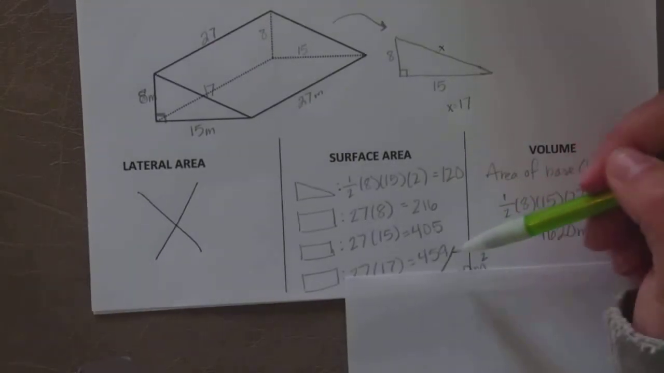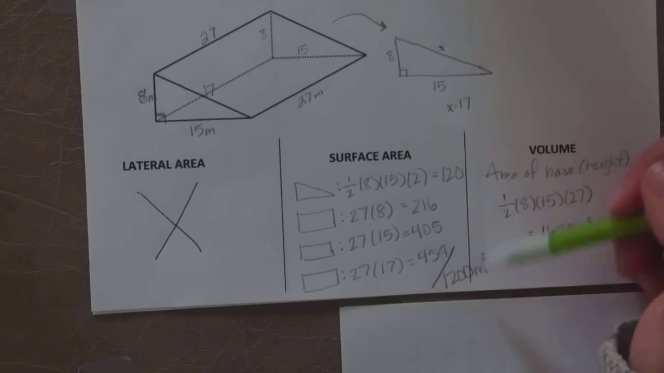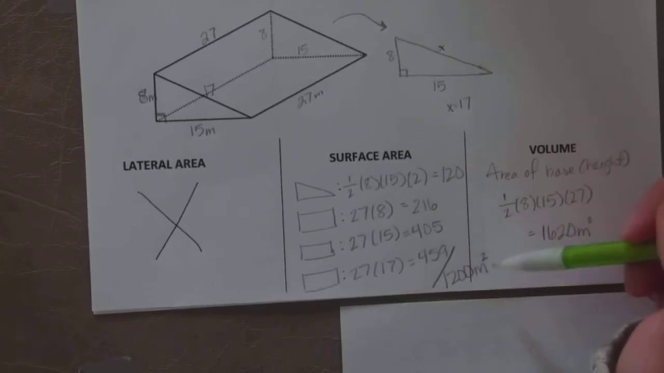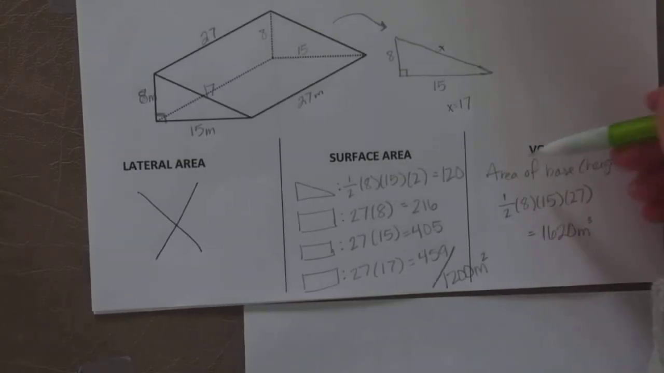So then our last rectangle is just 27 times 17, which is 459. And when you add all these four numbers together, you get 1,200 meters squared.